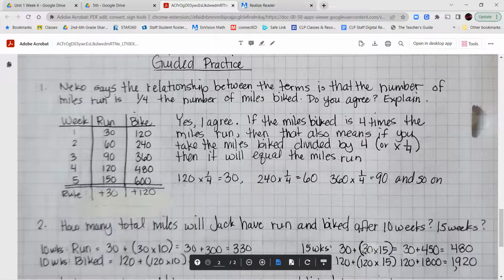So 20 times 1/4, or 20 divided by 4, is 30. Or 120 divided by 4 is 30. 240 times 1/4, which is the same thing as saying 240 divided by 4, is 60. You can see that those numbers are matching what we have in the table. 360 times 1/4 is equal to 90.